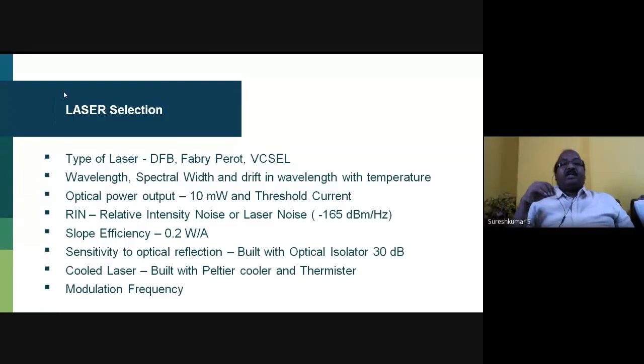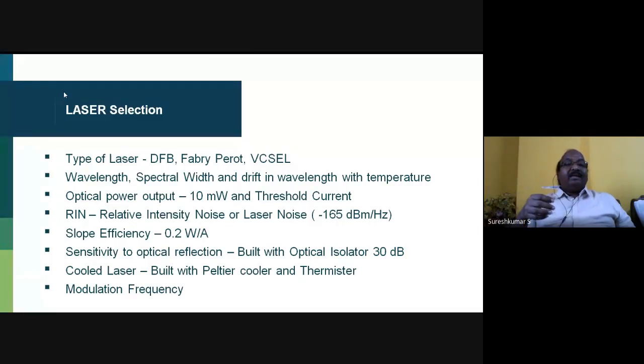Okay. So the wavelength drifting with temperature is another issue that you have to verify. I'll show you why it is important. Then optical power output, how much power you need when you buy a laser. Like we have used a 22 kilometer distance, you need sufficient power to pump up. So we have selected around a 10 milliwatt laser.